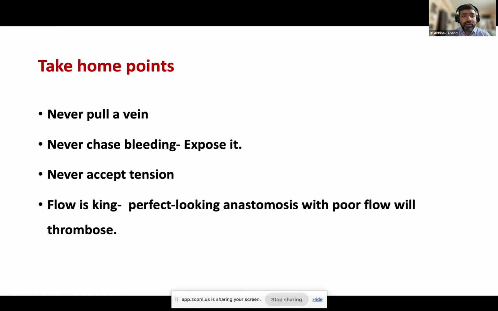So the take home points from here are: never pull away, never chase bleeding, always expose it, do not accept tension, and flow is the king. A perfect looking anastomosis with poor flow will thrombose.